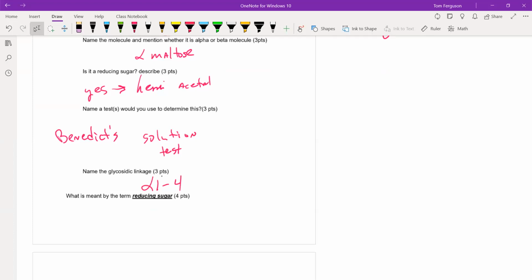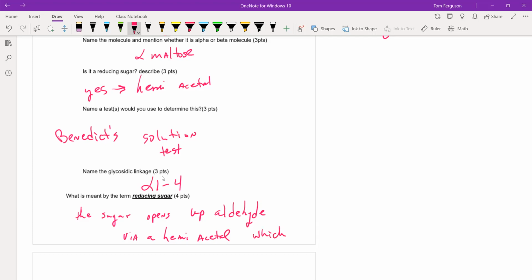What is meant by the term reducing sugar? It opens up to an aldehyde via a hemiacetal, which can be oxidized.